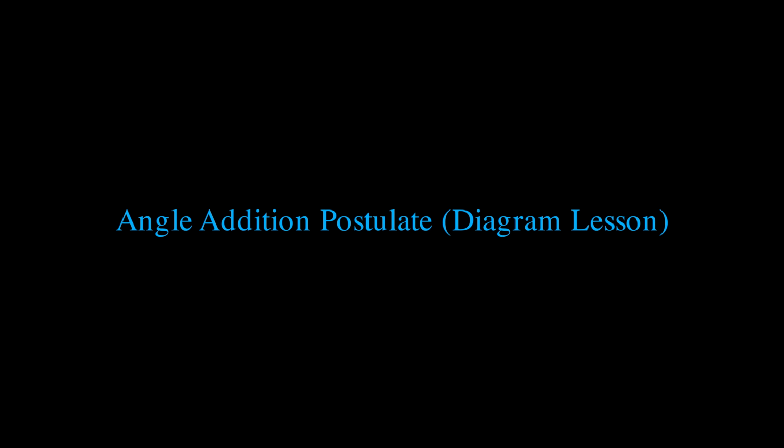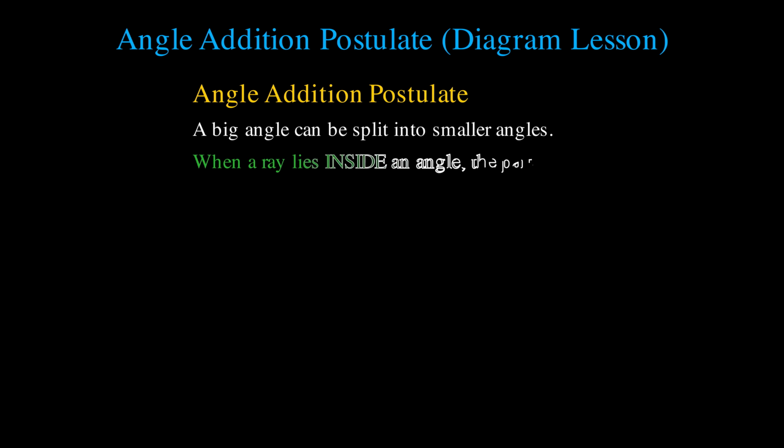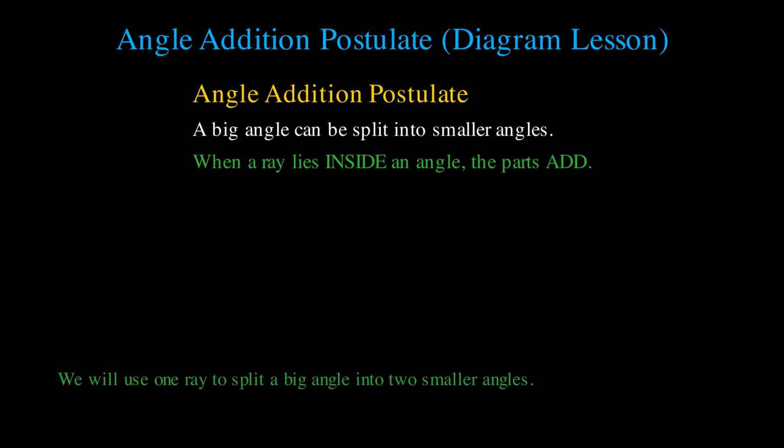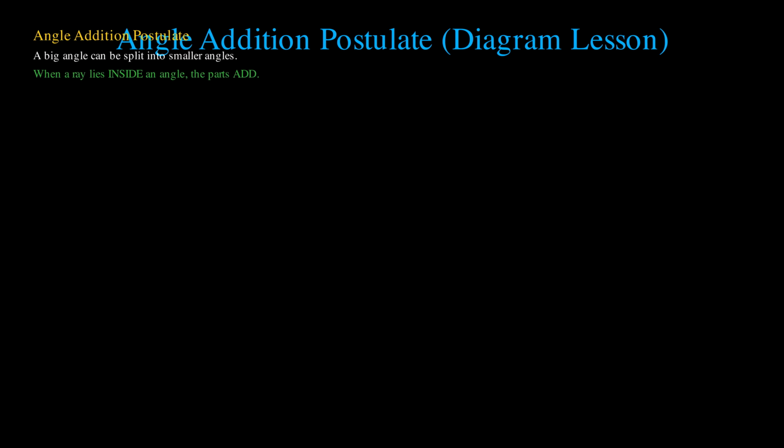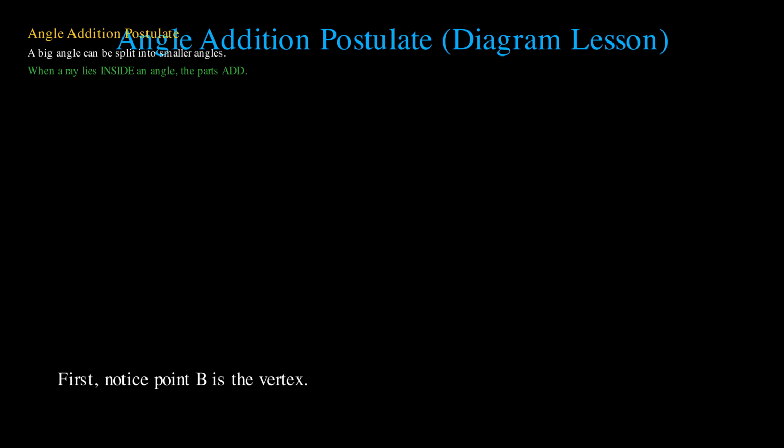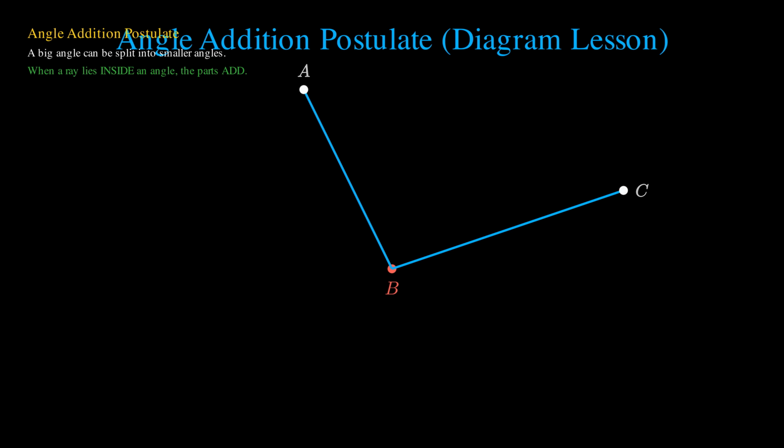We're going to learn an important geometry rule called the Angle Addition Postulate. This rule helps us understand how a large angle can be split into smaller angles, and how those smaller angles combine to form the whole. First, notice point B. This is the vertex, which means it is the common starting point of all the rays. From point B, one ray goes toward point A and another ray goes toward point C. These 2 rays create a large angle.